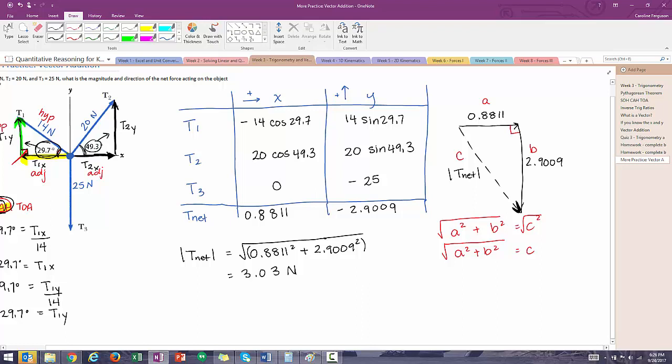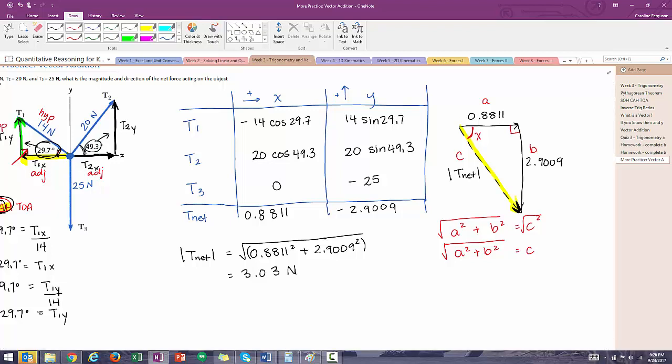Okay, so that's the magnitude. Next, we want to find the direction. So if we look at the drawing that we did on the side here, we're looking at this vector here. This is the net tension. We want to find the direction of that. So the direction of that would be given by the angle here. So this angle we can call whatever letter we want. We can call it x. Okay, let's call it x right now. So we're going to find that angle x.